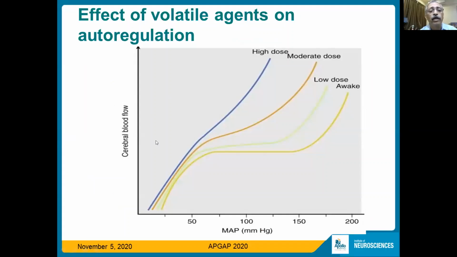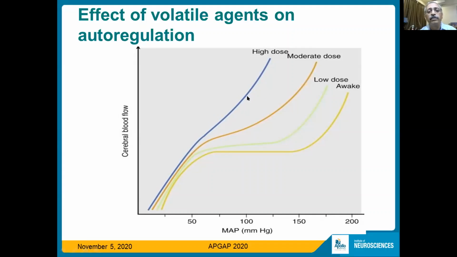This is exactly what happens with volatile anesthetic agents. In the low dose, we can see that there is a shift of the curve, and cerebral blood flow initially increases, and as the autoregulation is slightly impaired, it takes a longer time. With moderate and high doses, autoregulation is lost. So at this point of time, with high doses of more than 2 MAC, there is no relationship between the blood pressure and the flow. So it becomes pressure passive.